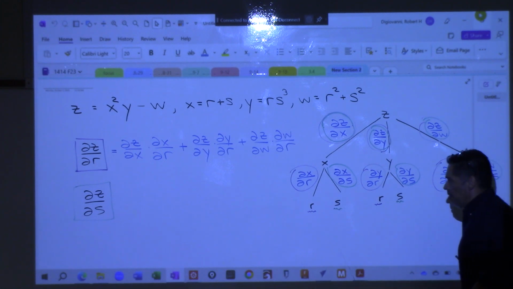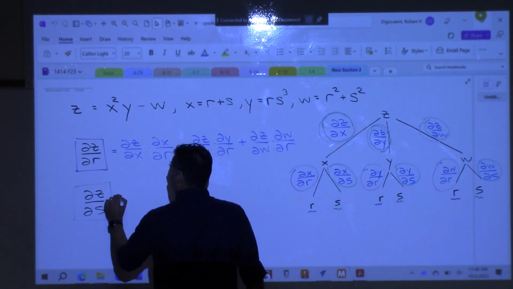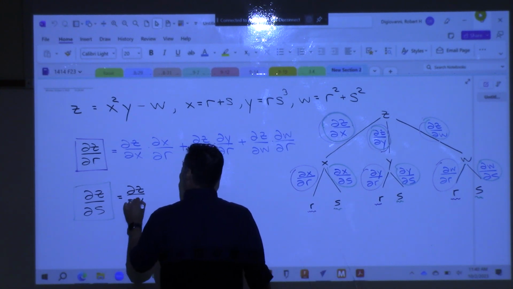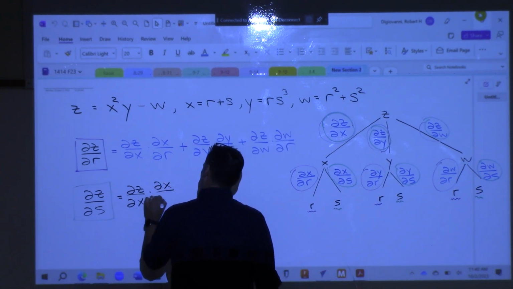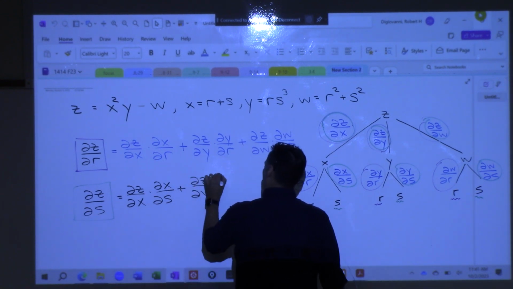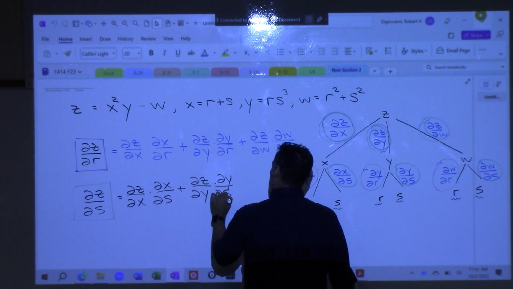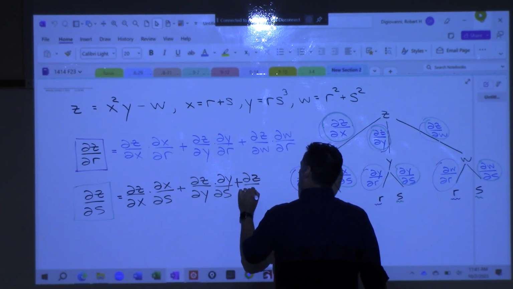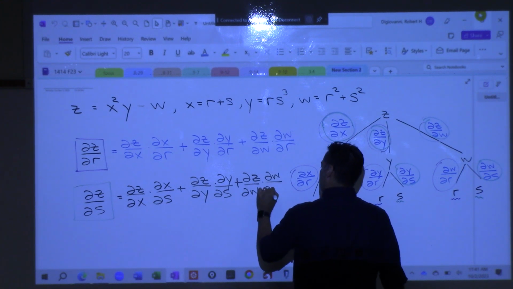All right, I'll write it down just to be thorough. It's going to be partial z with respect to x, partial x with respect to s, plus partial z with respect to y, partial y with respect to s, plus partial z with respect to w, partial w with respect to s.